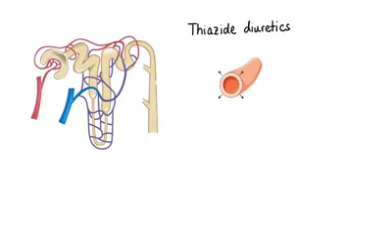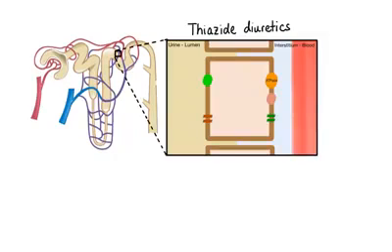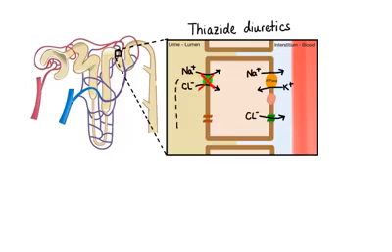Now, let's zoom in on the epithelial cell of the early distal tubule to see what exactly happens there. So here, sodium and chloride enter the cell via the sodium chloride cotransporter. Once inside the cell, sodium gets transported to the blood via the sodium-potassium ATPase, while chloride diffuses out on the other side via a chloride channel. Now, when a thiazide diuretic comes around and inhibits this sodium chloride cotransporter, the result is decreased sodium chloride reabsorption, and ultimately, since water follows the salt, we get increased urine output.